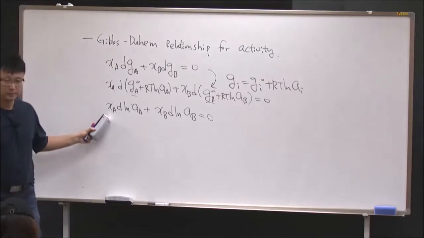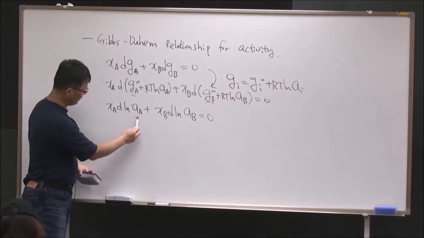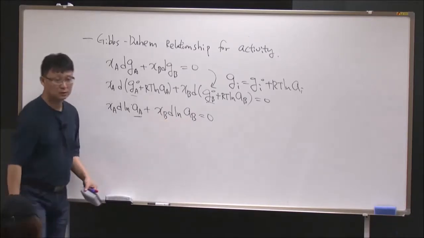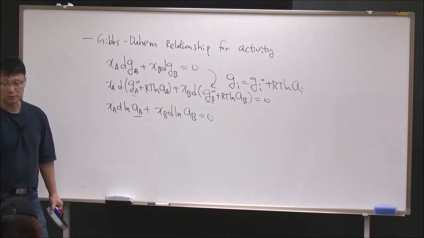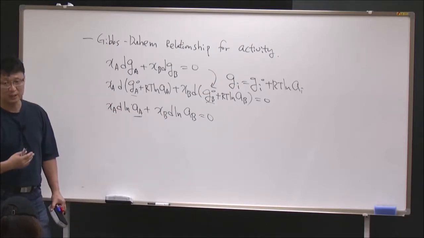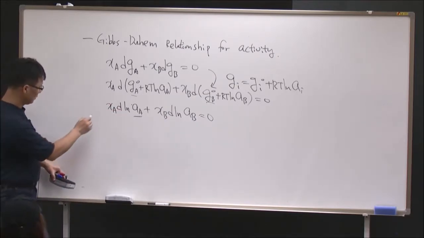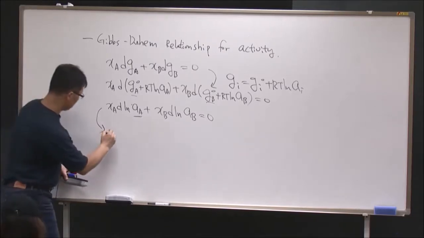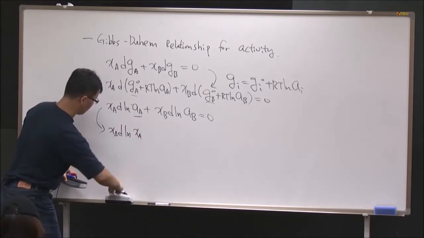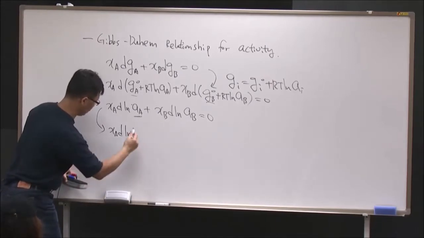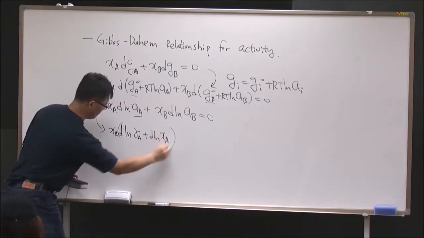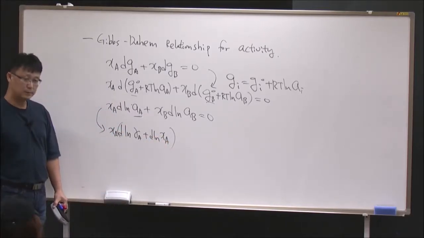Is it okay? This means if I know the activity of A depending on the composition, then I can calculate the activity of B in the given solution. However, if you try to apply this directly, it's very, very difficult. So the activity of A is basically like this.